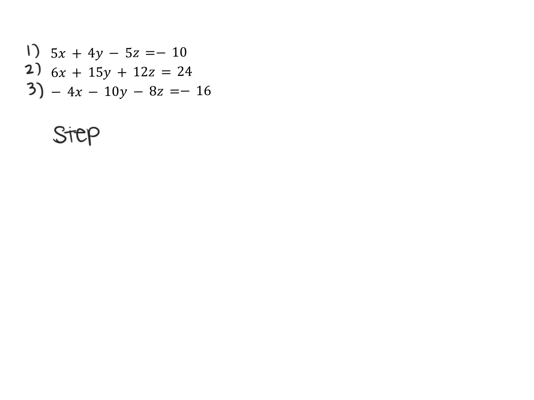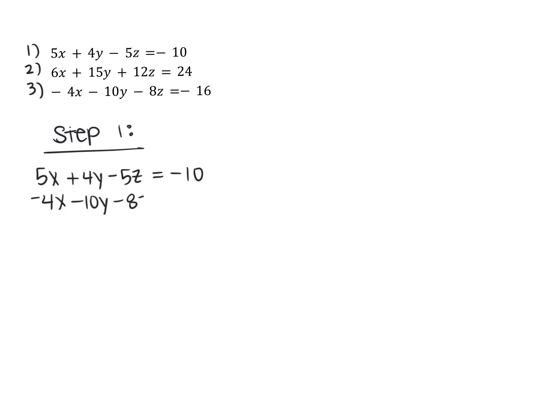So when it comes to the first set of equations I'm going to do equations 1 and 3. So 5x plus 4y minus 5z equals negative 10, and negative 4x minus 10y minus 8z equals negative 16. So the reason I chose 1 and 3 is that the x's already had opposite signs. And the smallest number that 4 and 5 both go into is 20. So I'm going to multiply the first equation by 4 and my second equation by 5.